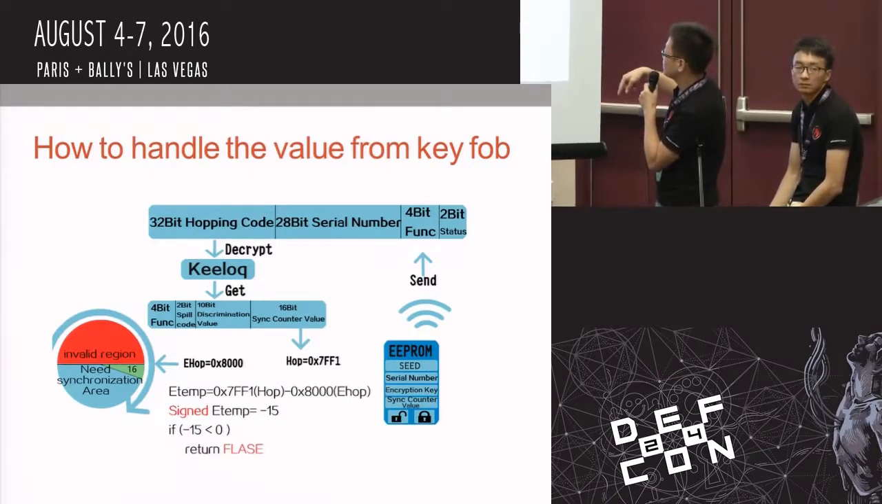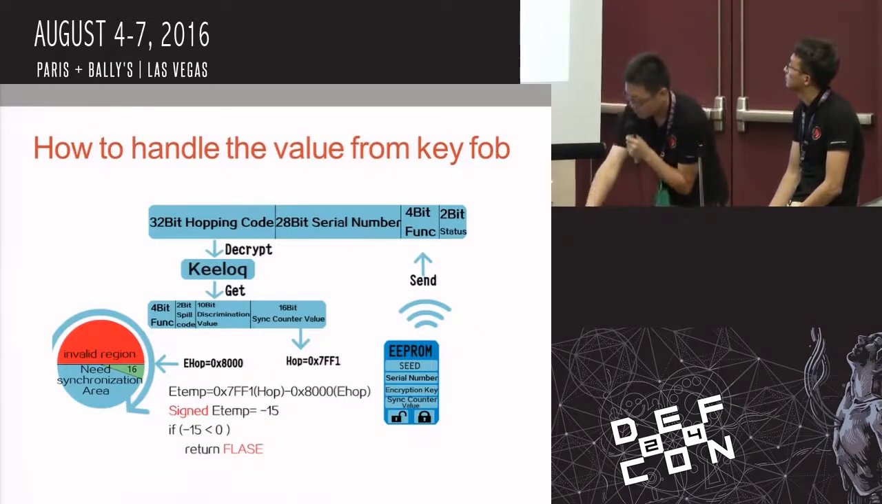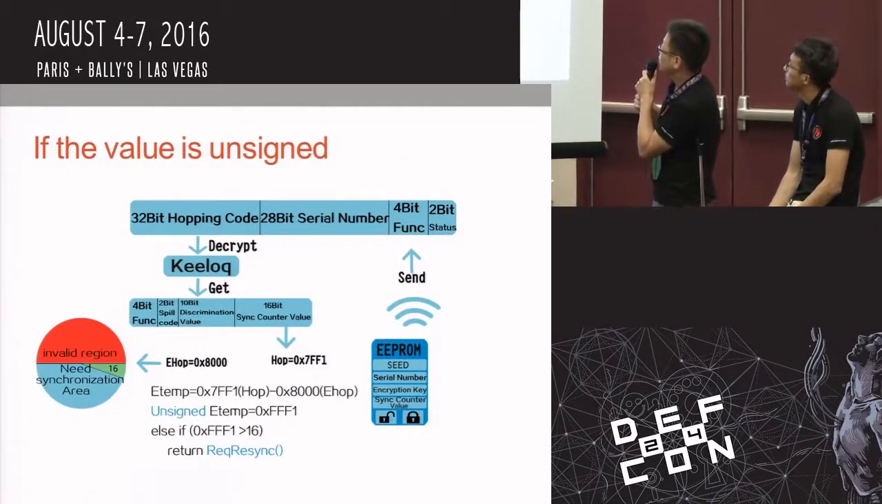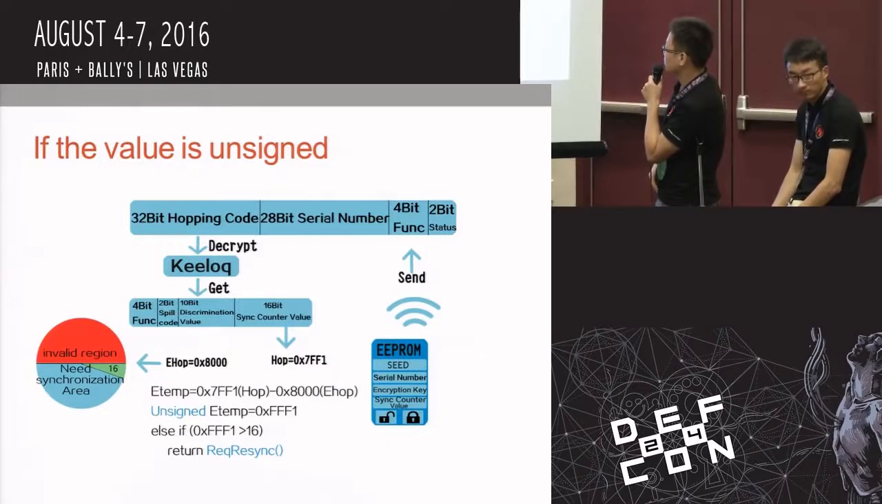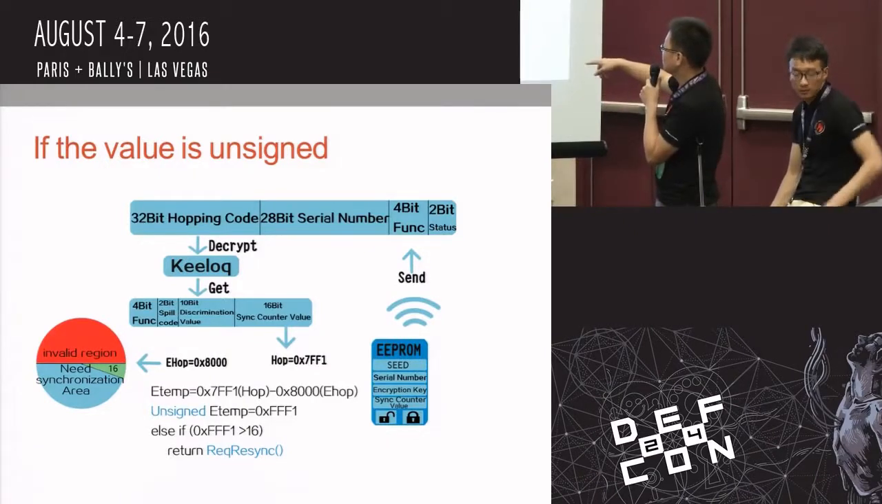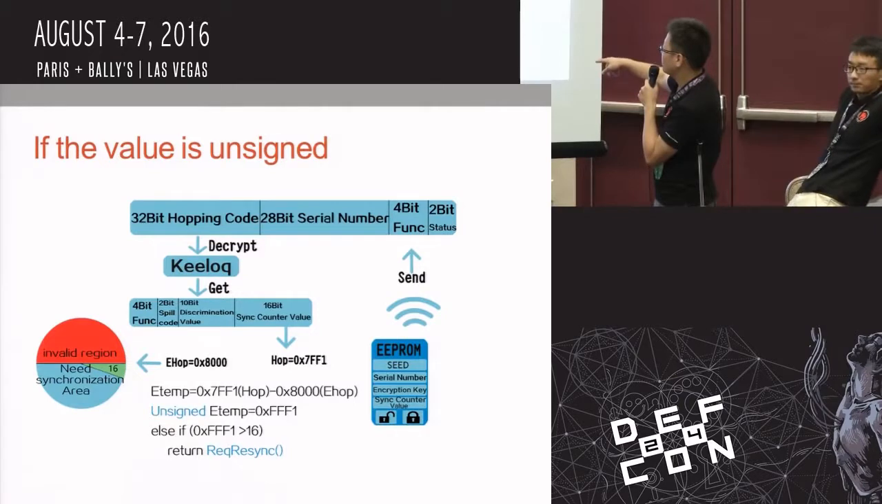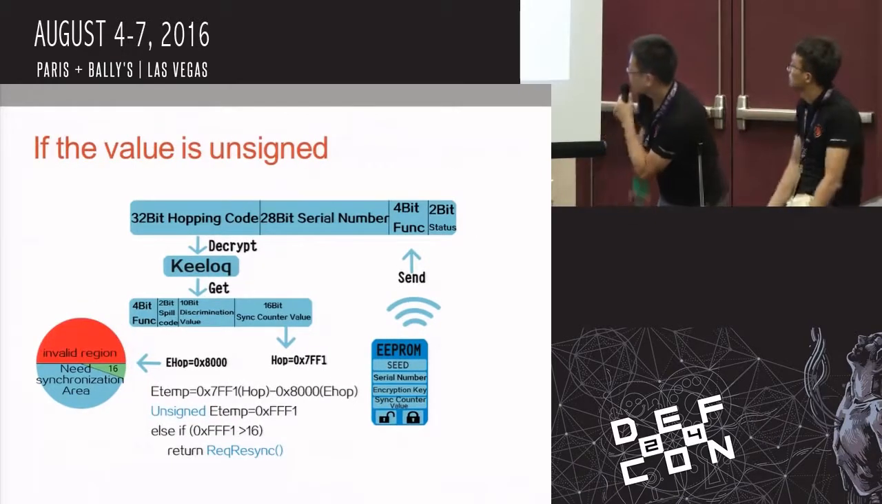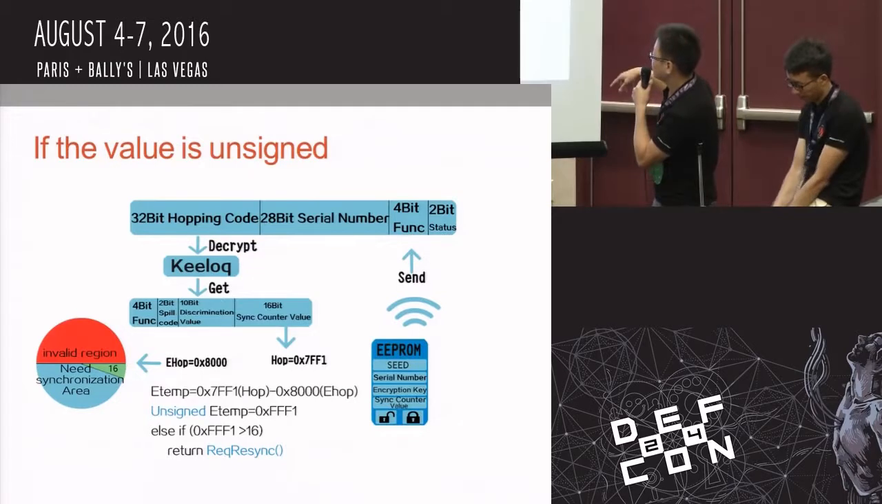That's how the chip is designed. But if the value is unsigned, it's the same as I just said, but the difference is the unsigned type. If the value etemp is unsigned, it will get the value FF1, not negative 15 as I told you. So it will return from the function.